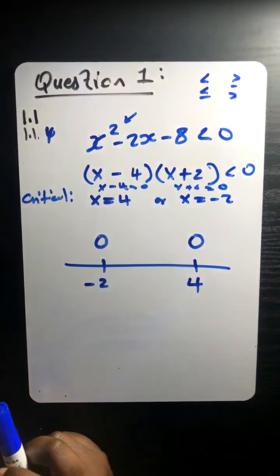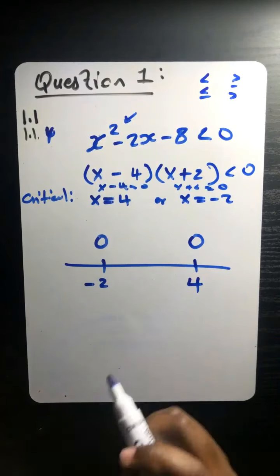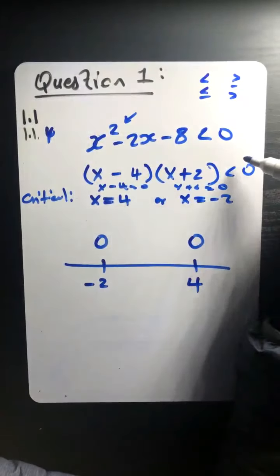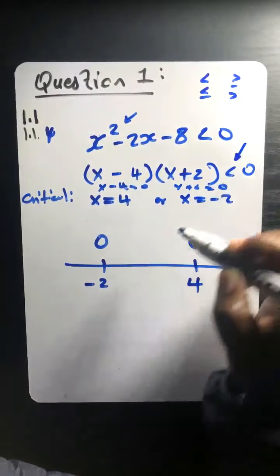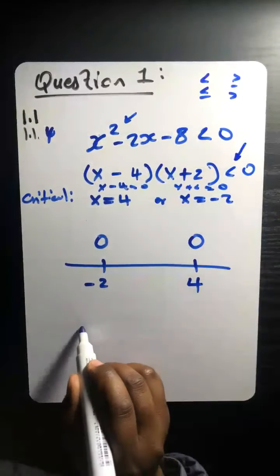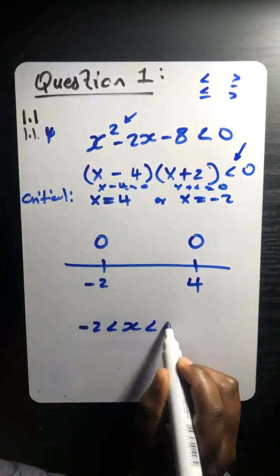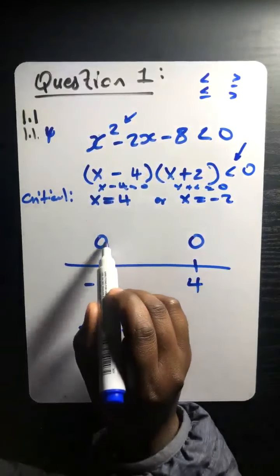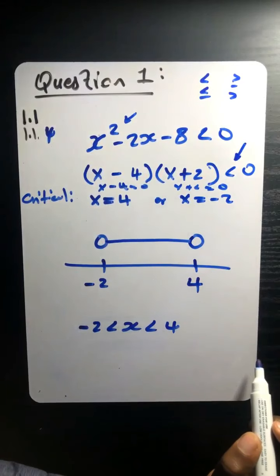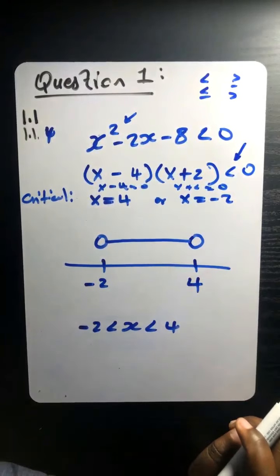Since I've been doing this type of inequality problem, I've realized that when you have a less than sign and you are able to get your critical values, your final answer is just going to be negative 2 less than x less than 4. And you just join both of those unshaded zeros. By so doing, you can score yourself full marks.